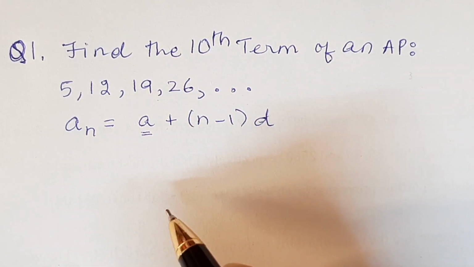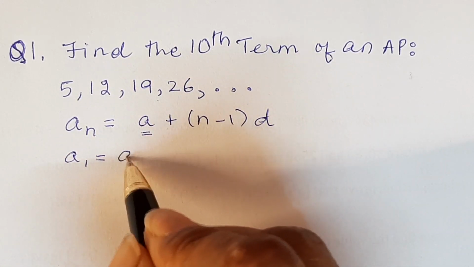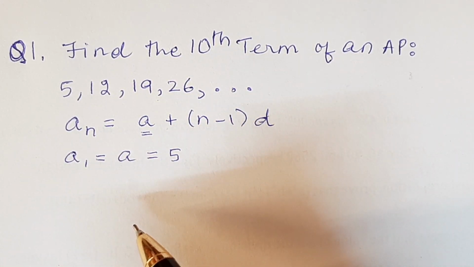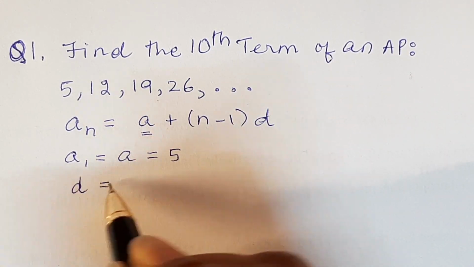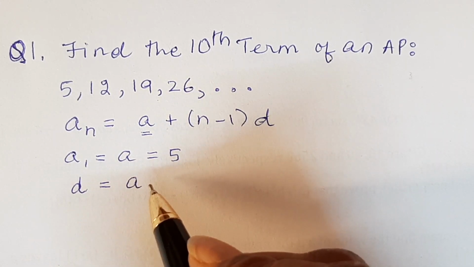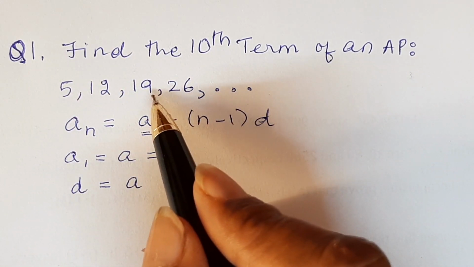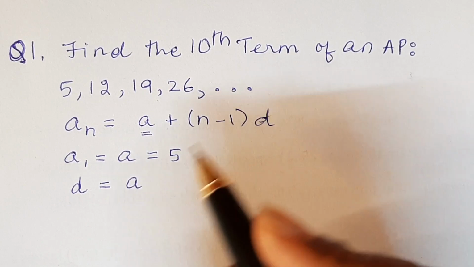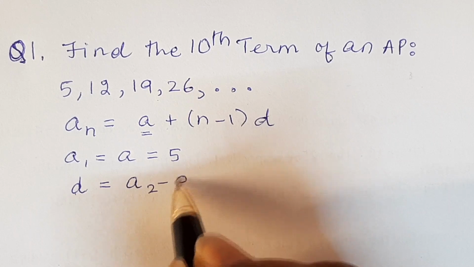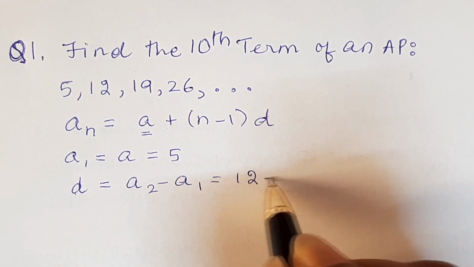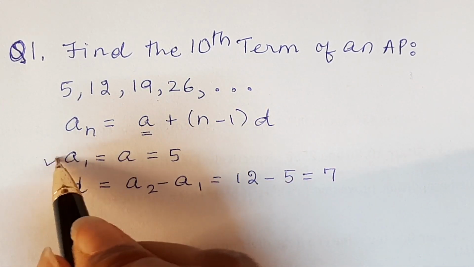What does A mean? The first term. So A1 is equal to A, which is equal to 5. What is D? It is the common difference. How do you get the common difference? We get the common difference when we subtract the first term from the second term, which will be the same as the third term minus the second term. So we will write common difference D is equal to A2 minus A1, which is 12 minus 5, which is equal to 7.